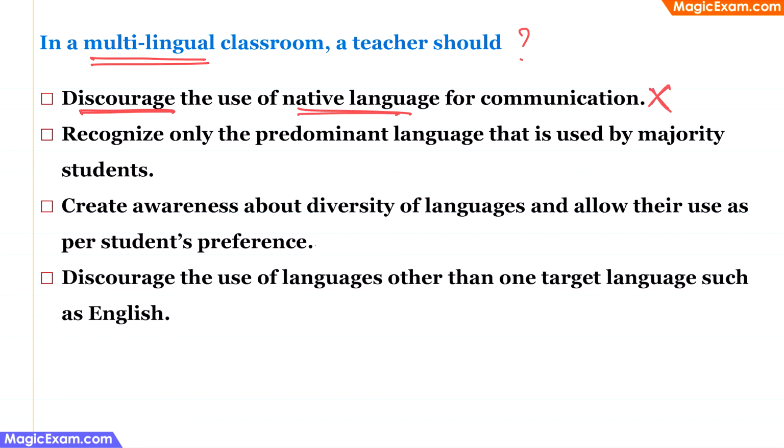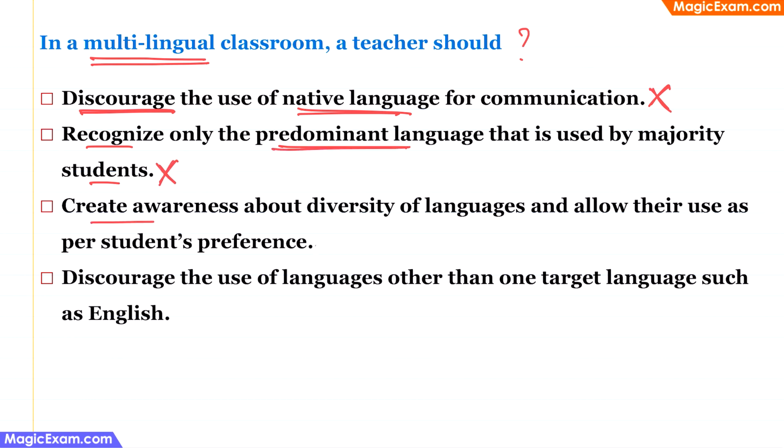So this is incorrect. Next, recognize only the predominant language used by the majority of students. This is also incorrect, because if there is a larger group of students who speak only one language and there are some students who speak a different language, so the students who are speaking the language less in number should not be discouraged. They should also be given an opportunity. Therefore, using only the predominant language is also incorrect.